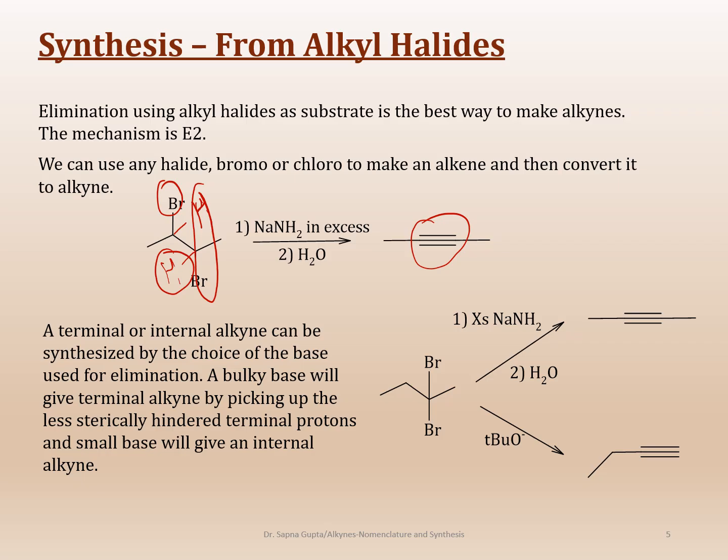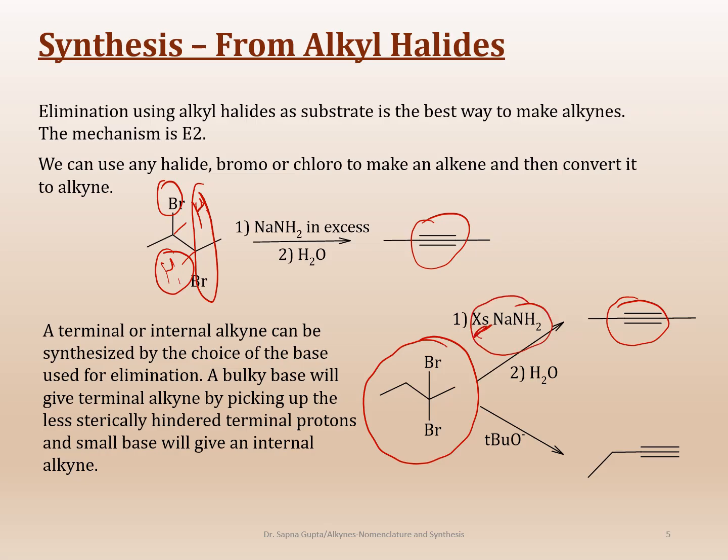Then alkynes are also internal and terminal, right? So here is an internal alkyne, which is like a 2-butyne, and then 1-butyne would be a terminal alkyne. Let me remove these because they look like alkenes. So how do you make internal versus terminal? If you were using this kind of a dihalide, then to make an internal alkyne, you would use sodium amide.